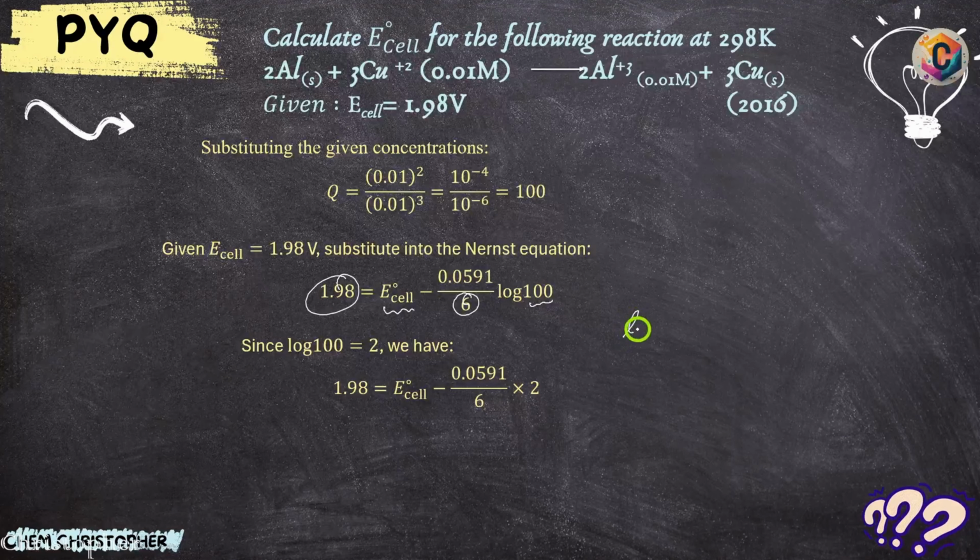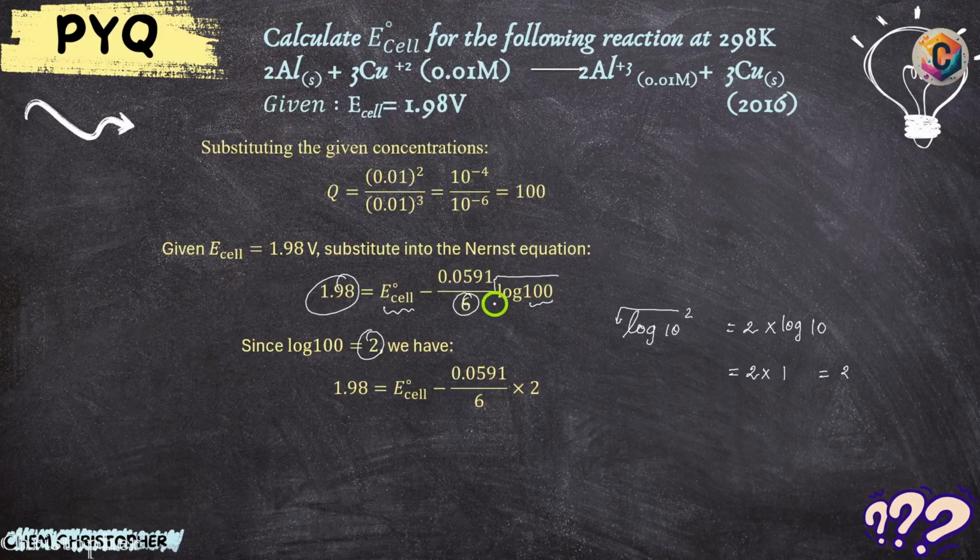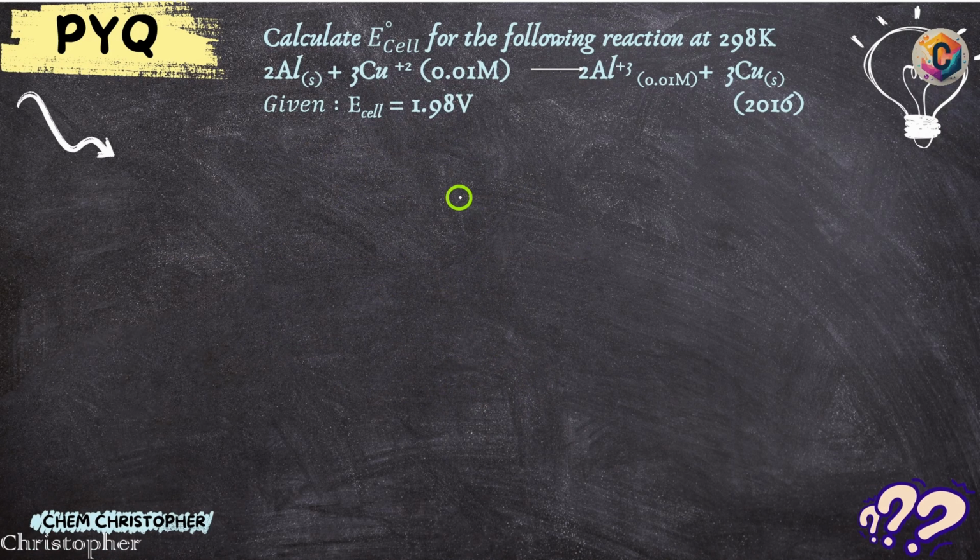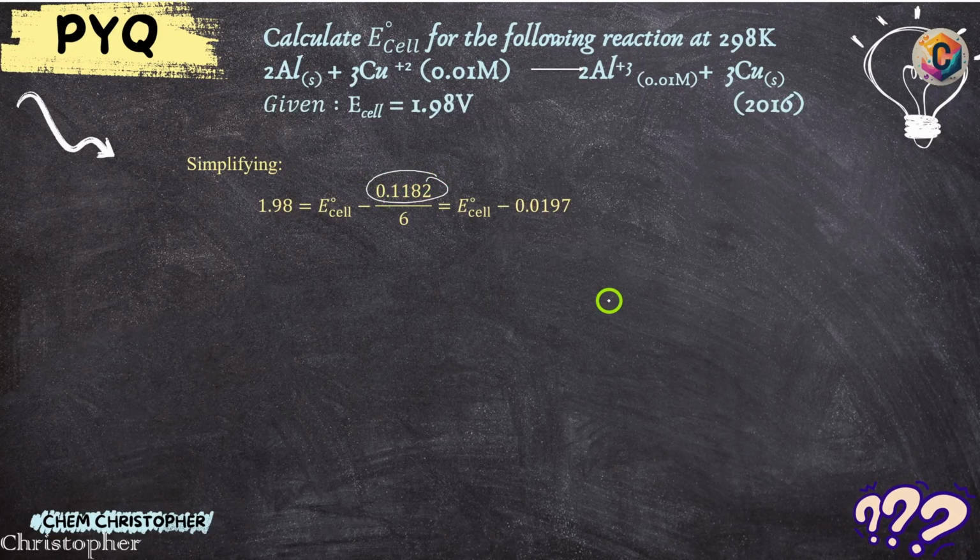So log 100 can be written as log 10 power 2. This 2 can be brought in front, 2 into log 10. You know the value of log 10. So 2 into 1 is 2. So log 100 value is 2. Instead of log 100, I can write 2. When you multiply these two numbers, you will get 0.1182, divided by 6, you will get 0.0197.